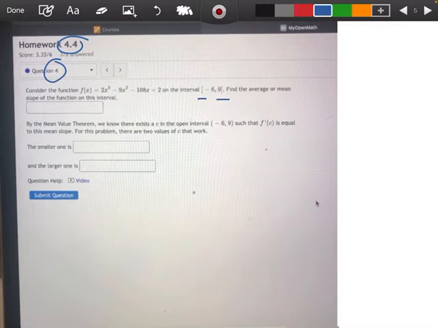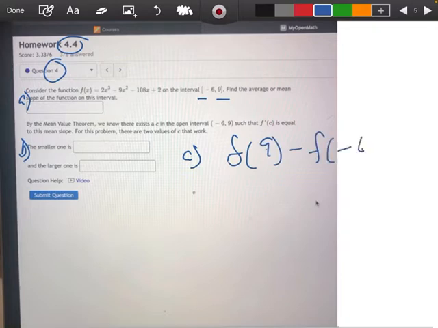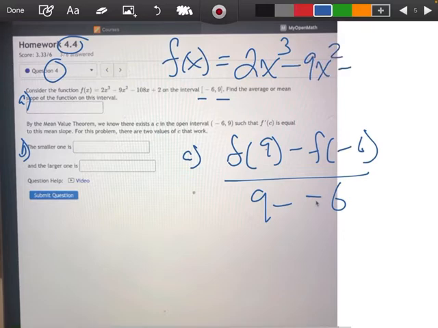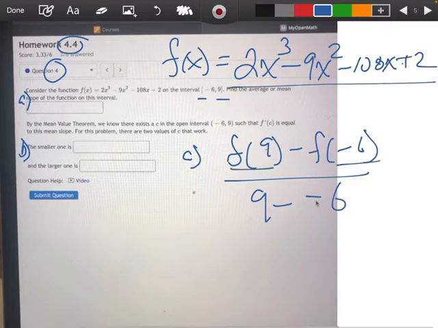Okay, y'all, so I'm going to call this part A and I'll call this part B here. So for part A, what I really want to do is find f of 9 minus f of negative 6 divided by 9 minus a negative 6. I'm really just looking for the slope, okay? So y'all, our function f of x is 2x to the third minus 9x squared minus 108x plus 2, okay? And so I'm going to plug in that 9 and that negative 6 into that function.